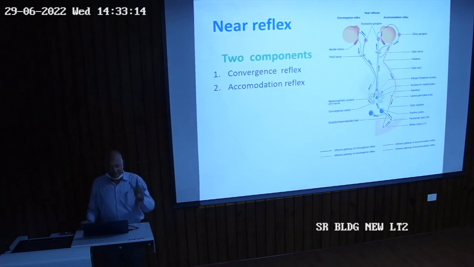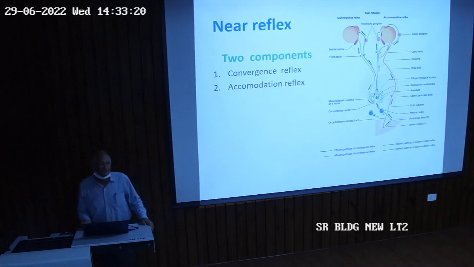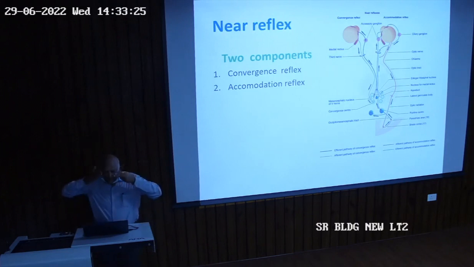The near reflex has two components: one is the convergence reaction, another is the accommodation reflex. What is the convergence reaction? Suppose I am seeing at a distance and then look at something near. My eyes converge a little inward to see the small size. At a distance, both eyes are at rest, while in near vision, the eyes are converged.